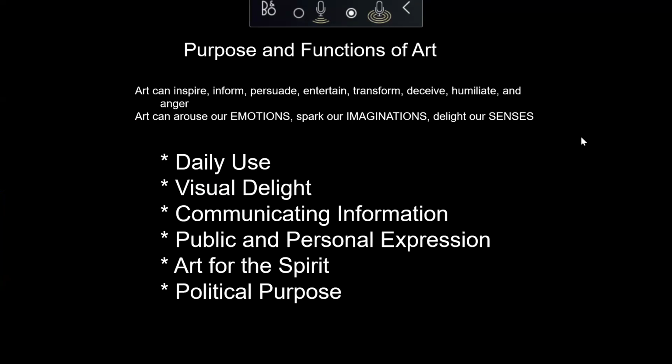Okay, there we go. All right, so purpose and functions of art, you're going to need to know for your exams. So this isn't going away. Please make sure that you're aware of all 6 of these. Daily use, visual delight, communicating information, public and personal expression, art for the spirit, and political purpose.